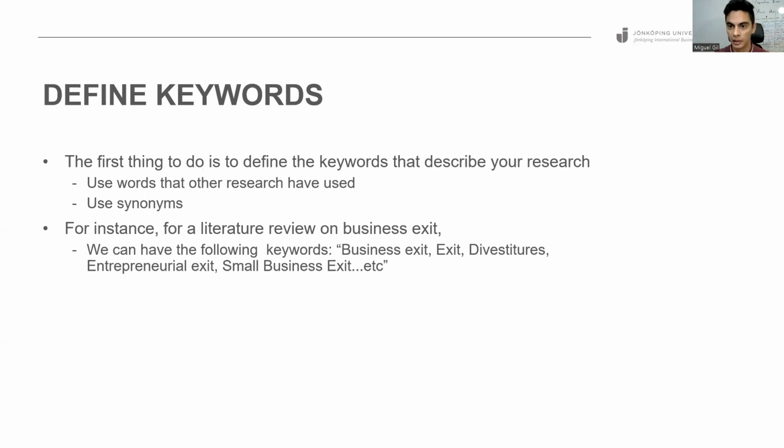For writing, never use synonyms, never, because it's very confusing. Imagine how confusing it is when you read two different papers, where one says small business exit and the other says entrepreneurial exit. They're two separate journals, two separate people, and it's already confusing to read them. Imagine how confusing it is if it is the same paper. It's impossible to read. So when you write, no synonyms, but when you search, yes.